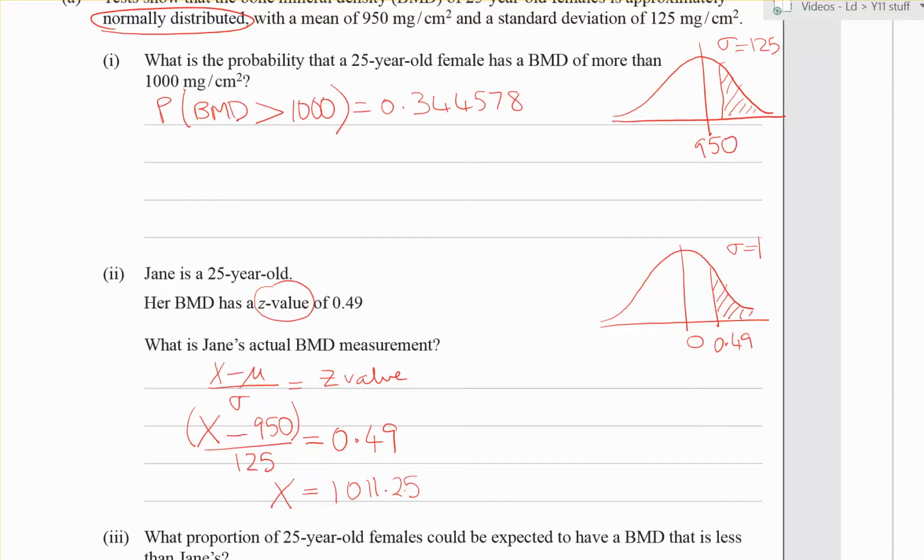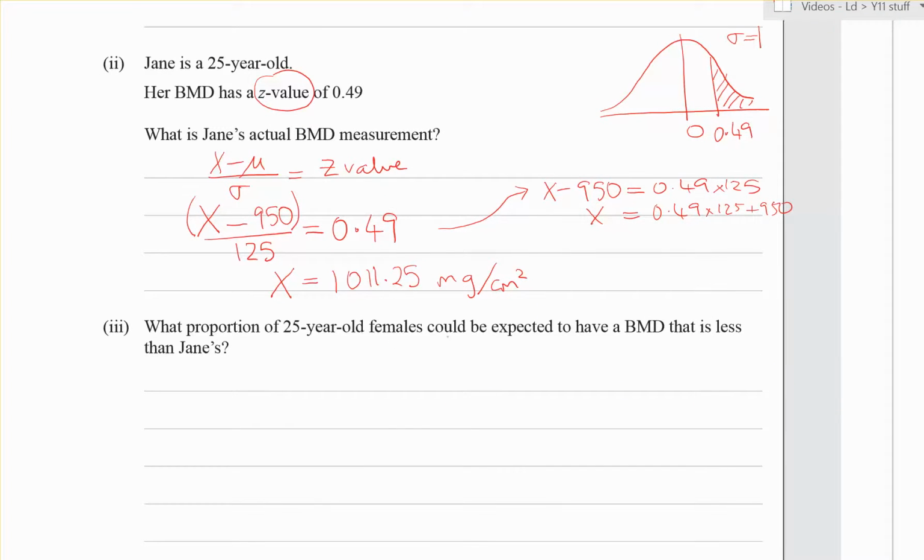1011.25. We might want to check what the units are, and up above I can see the milligram per centimetre squared. Those of us working out by hand trying to solve this, we would multiply by 125 and then obviously add the 950 to the answer of that one. And you get the same answer.